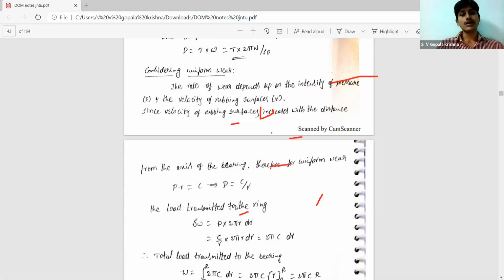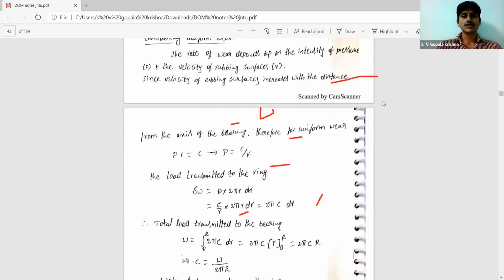Now, the load transmitted to the ring. The next determining value is the load. So, load transmitted on the ring: pressure into area, that is P into the area of the ring, which is 2 pi r dr. I already know that. So when we substitute the P value in this equation, it comes to 2 pi C dr. So the load on the ring is 2 pi C dr.